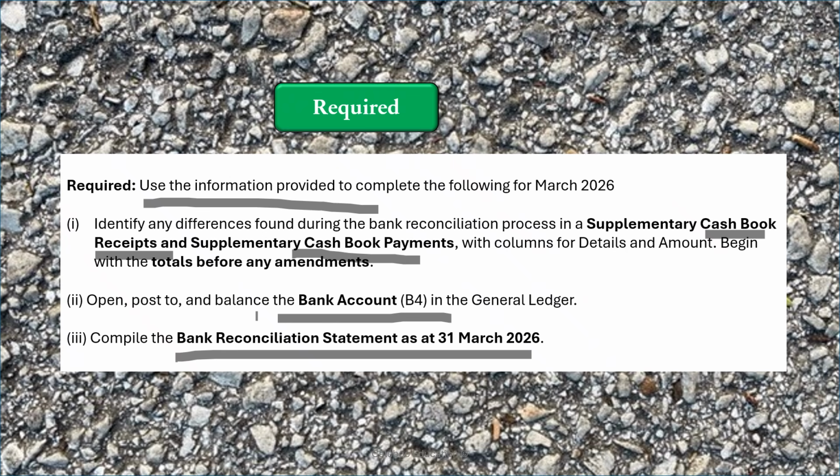So 4 things. We're going to complete the cash book receipts. We're going to complete the cash book payments. That's cash receipts journal and cash payments journal. We're going to take the totals, the new totals, to the bank account in our books. And we're going to draw up a bank reconciliation statement. That's what number 1, 2, and 3 is requiring us to do.